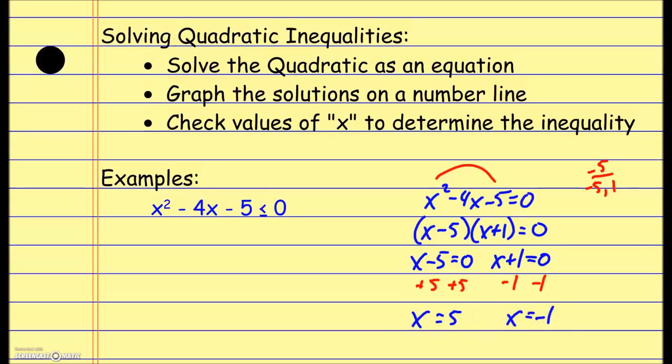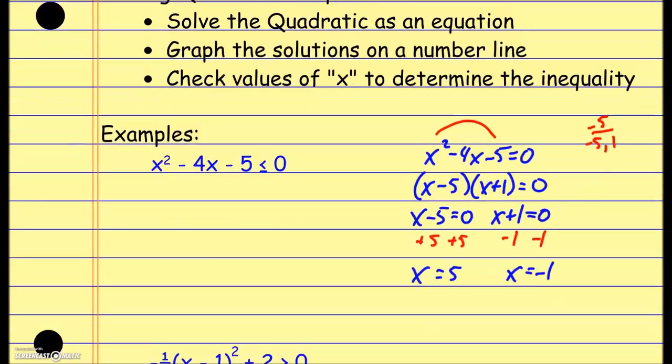And now from here, I'm going to take those two solutions. Those are like my x-intercepts, and I'm just going to plot them on a number line, just to see what this thing looks like. I've got the negative 1 down here somewhere, and the positive 5 up here somewhere. What this does is it breaks this into three separate pieces. I've got a piece here, a piece here, and a piece here. And all I have to do is test a value from each of those pieces.